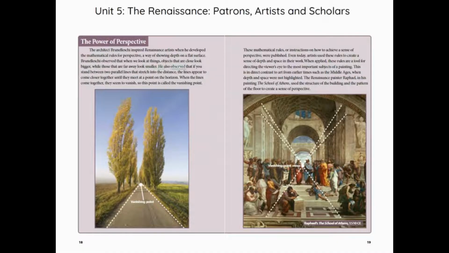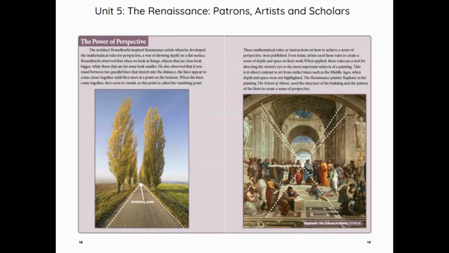He also observed that if you stand between two parallel lines that stretch into the distance, the lines appear to come closer together until they meet at a point on the horizon. When the lines come together, they seem to vanish. So this point is called the vanishing point.